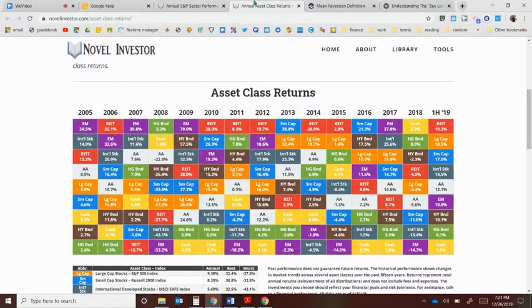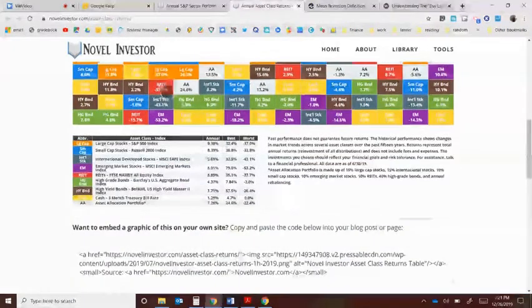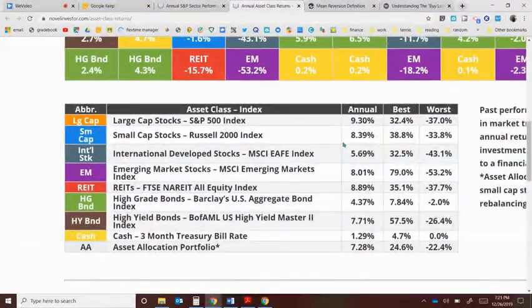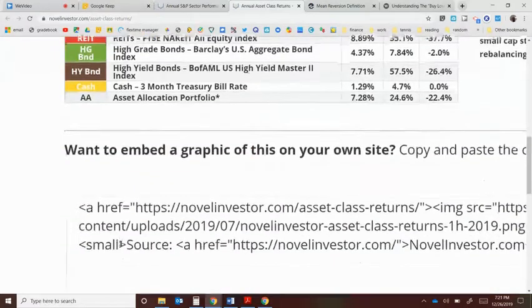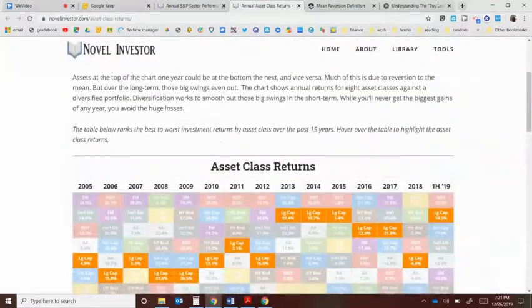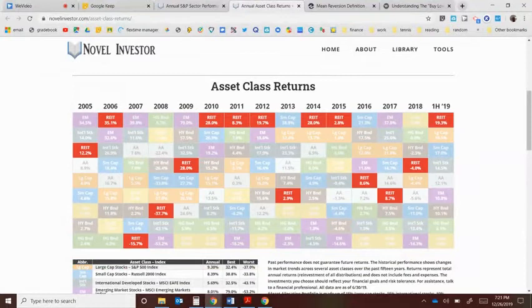Next, we're going to look at asset class returns. These are for just general broad base. The large caps are orange, that's S&P 500. Small caps in blue. International developed, those are bigger international. You have emerging markets, REITs, high grade bonds, high yield bonds, and cash. Notice again, I'm going to go to different asset classes. Notice the changes.